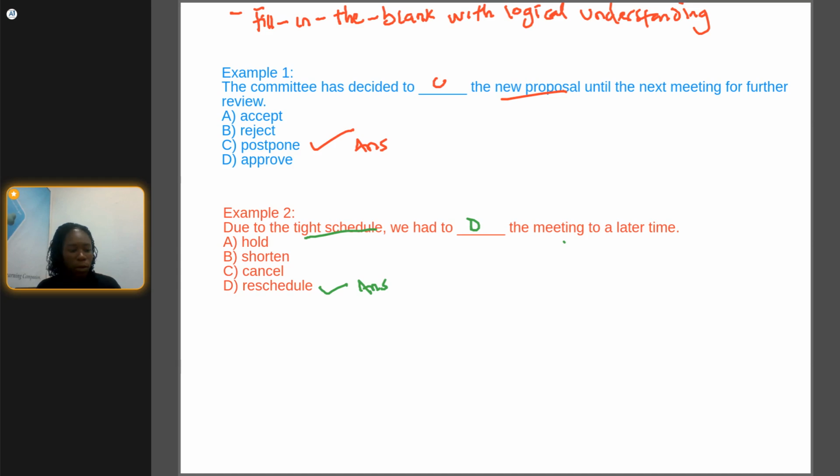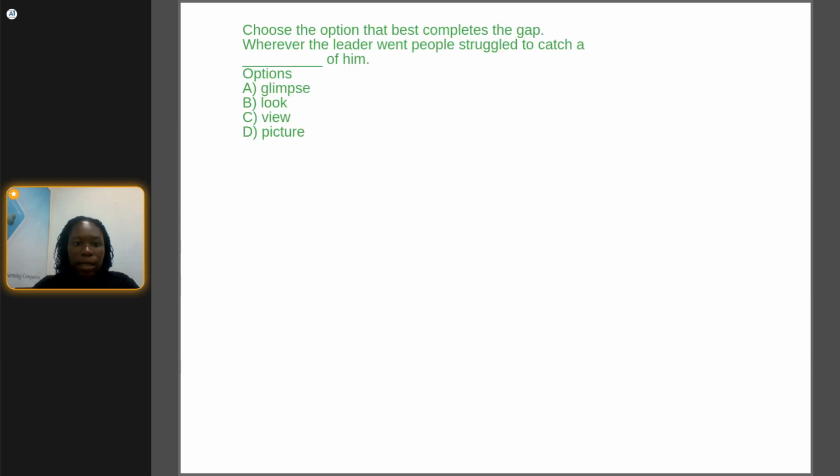Okay, so while we wait for that, let's attend to a past question. I'm wiping off the board to accommodate our past question for today. We have one question, and this question is from 2018 UTME English language. It says, choose the option that best completes the gap.